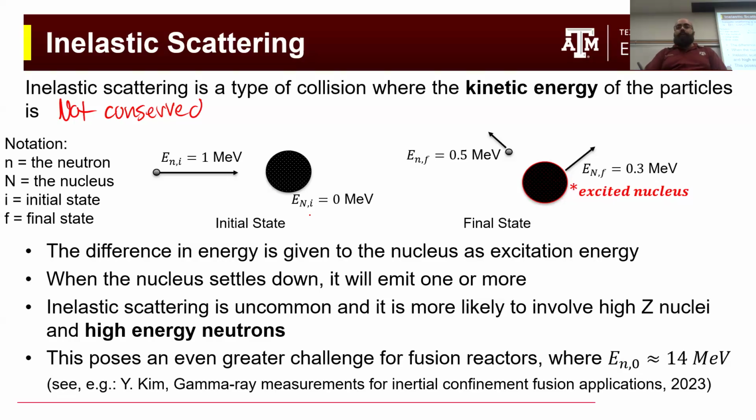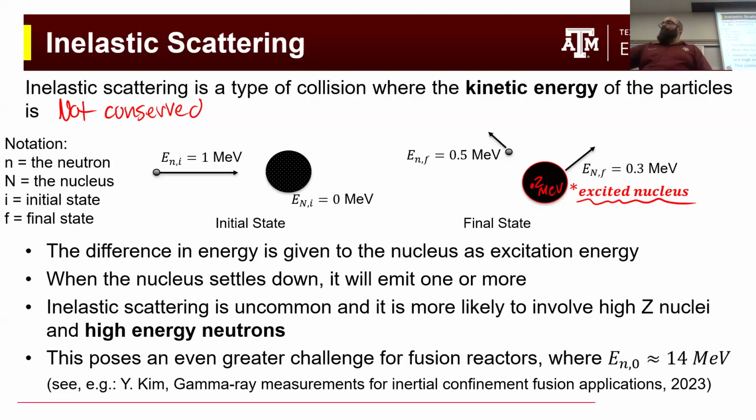And so in the nuclear context, it's kind of similar. If we imagine the neutron is coming in with 1 MeV and colliding with the nucleus at rest, and then the neutron comes out with half an MeV, and the nucleus has a kinetic energy of 0.3 MeV, that means there's 0.2 MeV that's been left out. And in this case of an inelastic collision, that 0.2 MeV is going to go into the excitation energy of the nucleus. The nucleus is going to get hit and then it's going to get excited and it's going to have some extra excitation energy because of that collision.